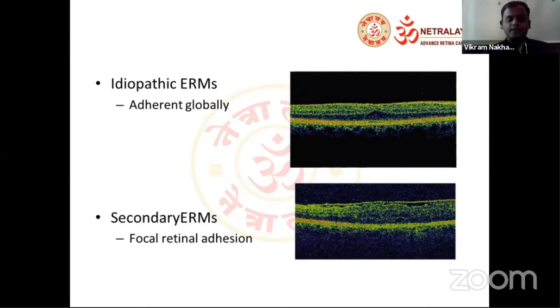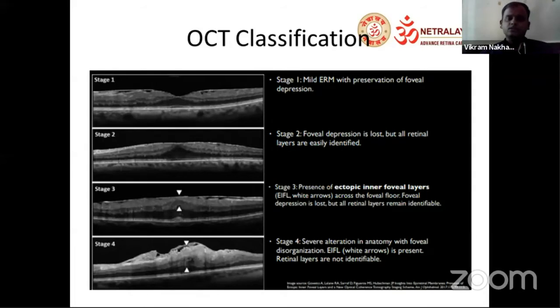Looking at the OCT classification of ERM, it is divided into 4 stages depending on the severity of the retinal damage caused by the ERM. In stage 1, there is a mild ERM with preservation of the foveal depression. Stage 2 shows the foveal depression is lost, but all the retinal layers are easily identified.